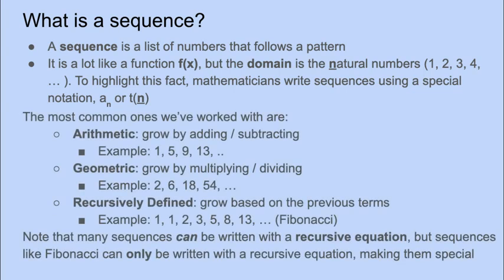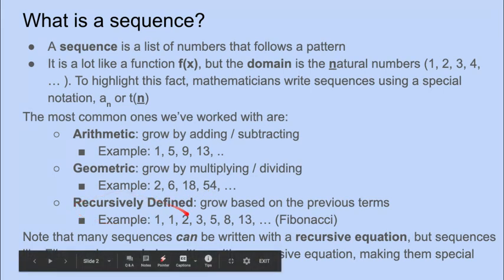So the types of sequences that we've worked with were arithmetic, and geometric. Arithmetic sequences grow by adding and subtracting. So this one here, you can see that it's growing by adding 4 each time. And then geometric grows by multiplying and dividing. So in this case, we are multiplying by 3 to get from one term to the next.